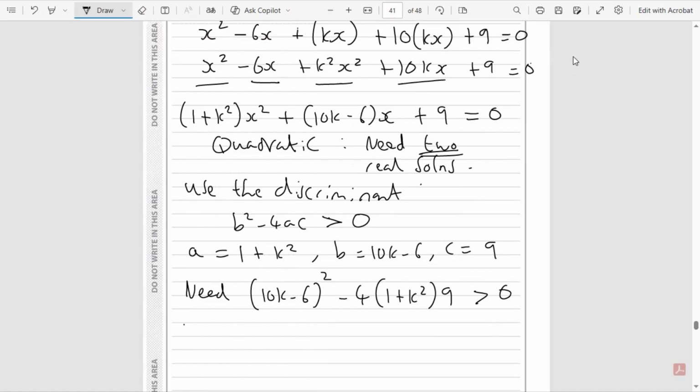Now let's just go ahead and expand the brackets. So you've got here 10k times 10k. That will give you 100k squared. You've then got 10k times minus 6, and then another 10k times minus 6. So you're going to have here minus 120k. And then minus 6 times minus 6 is a positive 36. Now with this last term, I'm just going to do 4 times 9, so minus 36 times (1 plus k squared) greater than 0.